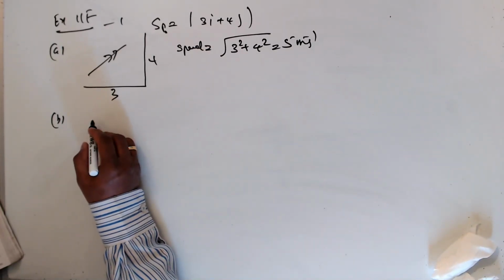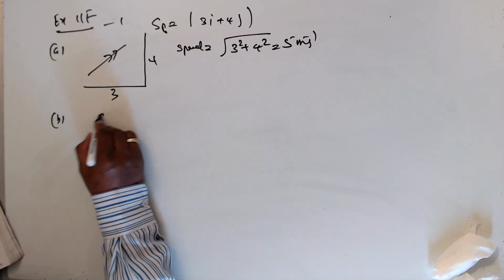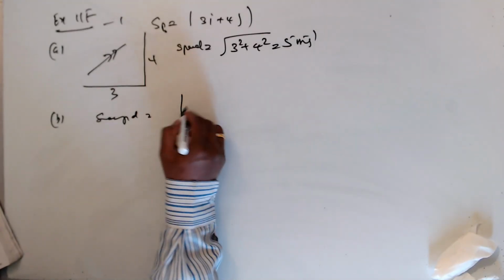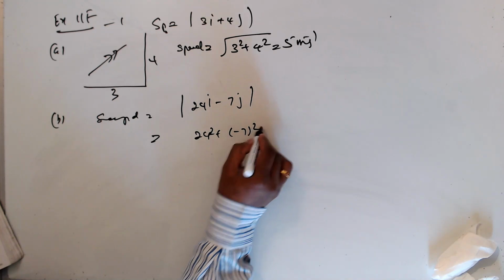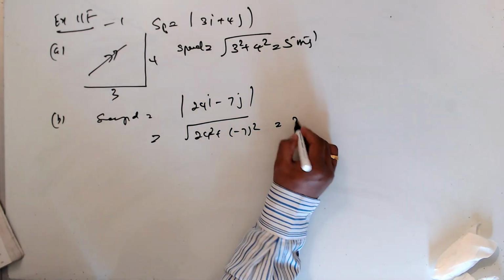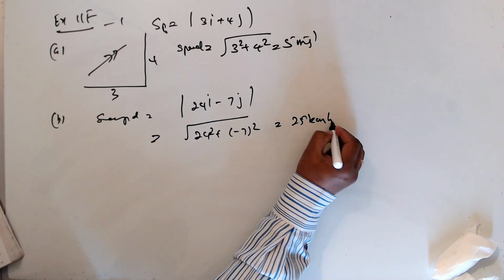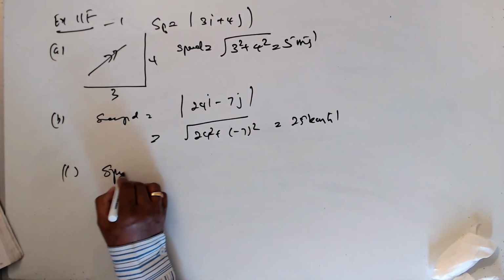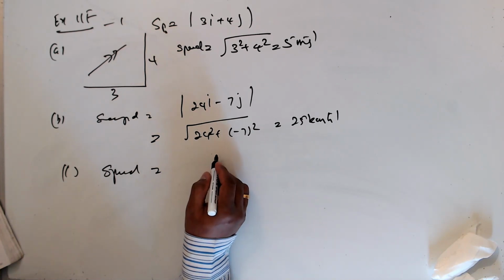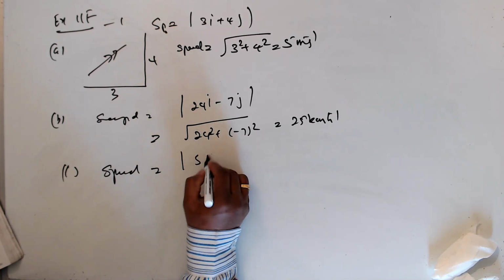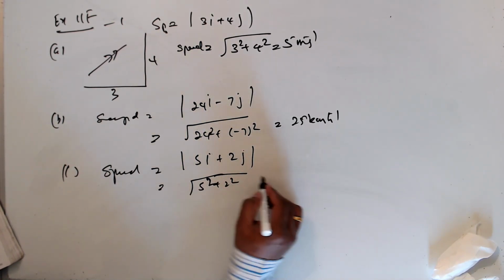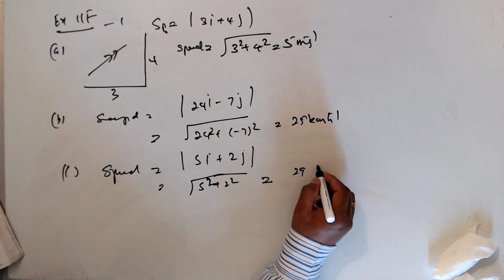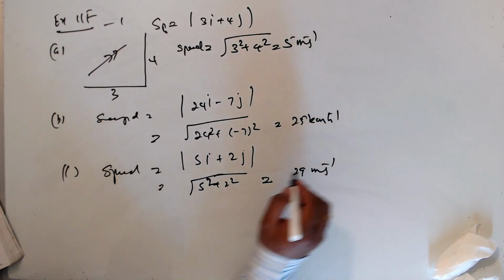Part B. Speed is the mod value of 24i minus 7j. So the square root of 24 square plus minus 7 square, so 25 kmh minus 1. C. So speed is the mod value of 5i plus 2j, the square root of 5 square plus 2 square, that is square root 29 ms minus 1.